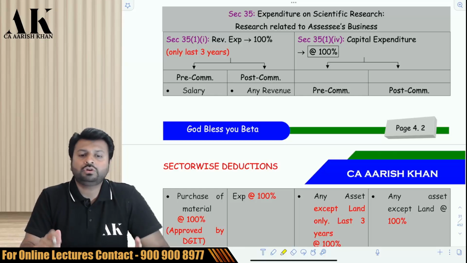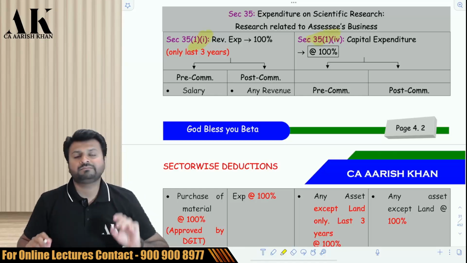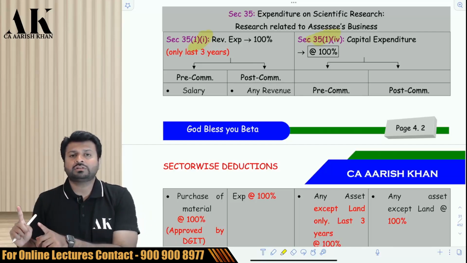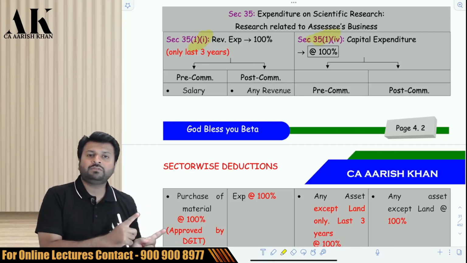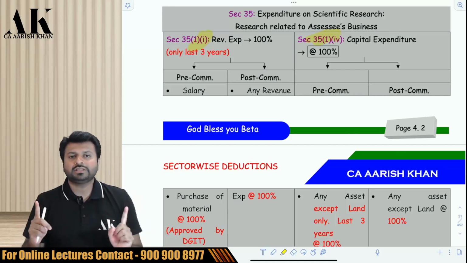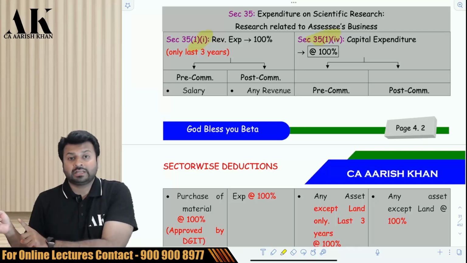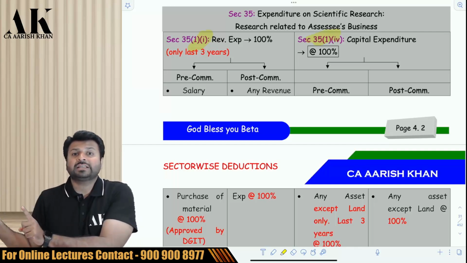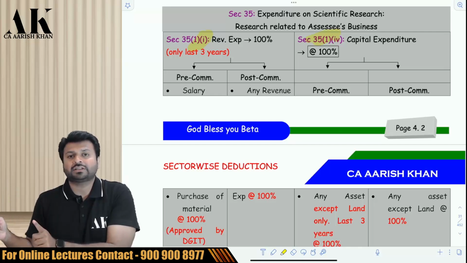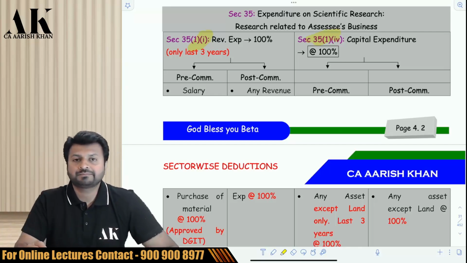Now first of all, we are going to do 35(1)(1) and 35(1)(4). In these two sections, 35(1)(1) talks about revenue expenditure deduction and 35(1)(4) talks about capital expenditure deduction. And in both sections, you will get the deduction of pre-commencement expense also. So pre-commencement expense up to 3 years from the date of commencement, whatever pre-commencement expenditure you have done, you will get the deduction of that also in the year of commencement.